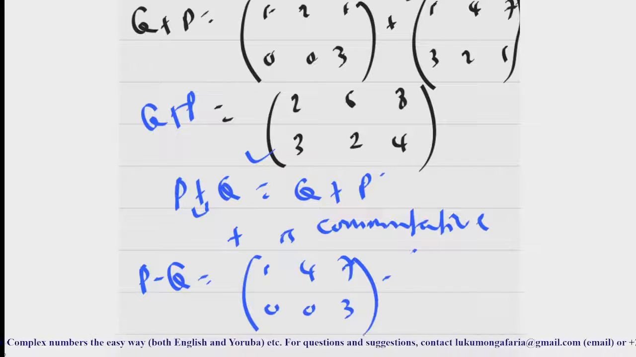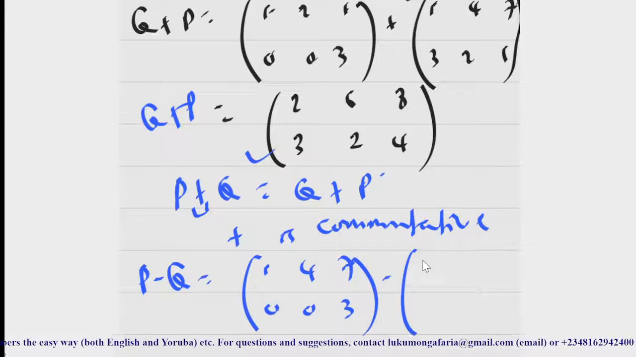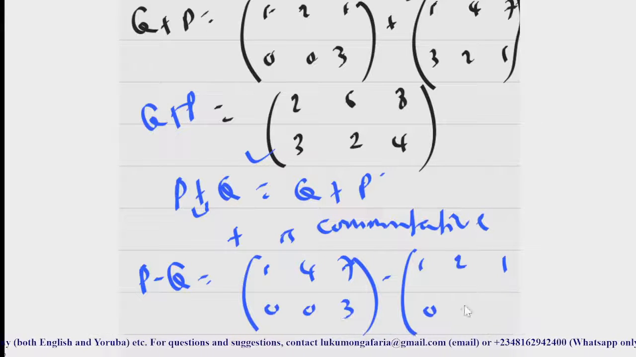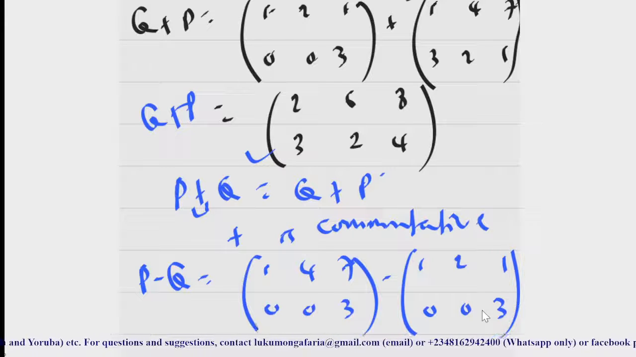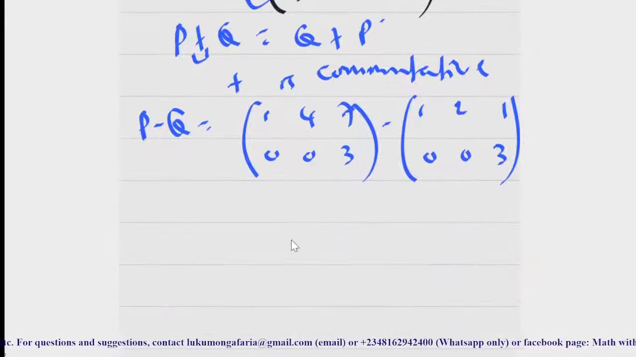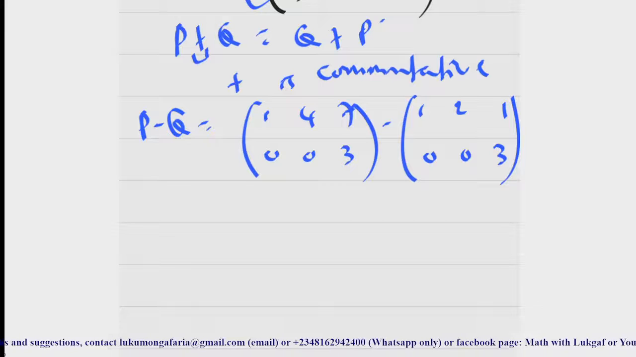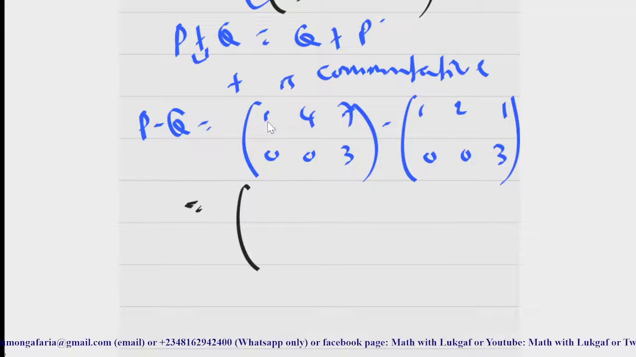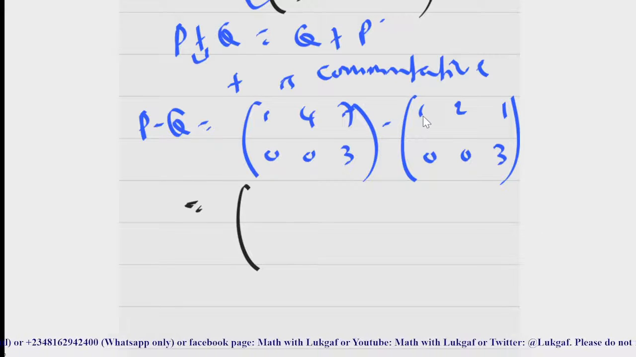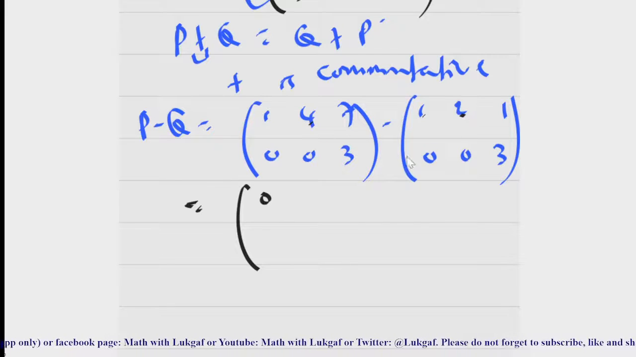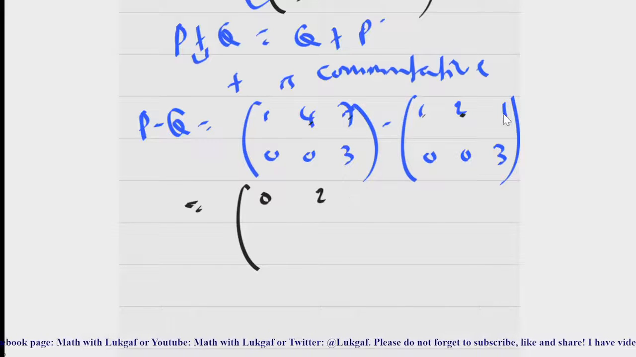147,003 minus 121,003. The same way. So what's the difference here is that you are just going to what? You are going to subtract, not add. So the first row, first column of this matrix minus first row, first column of this matrix. That's 1 minus 1, 0, 4 minus 2, 2, 4 minus 7 minus 1, 6.